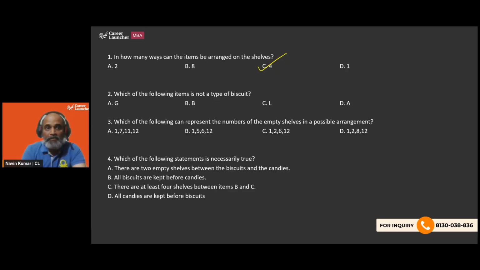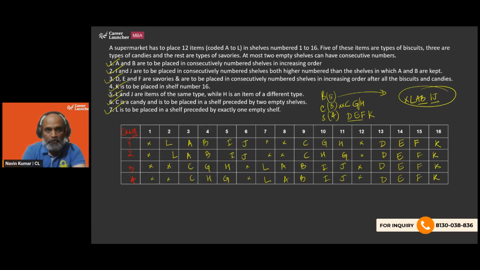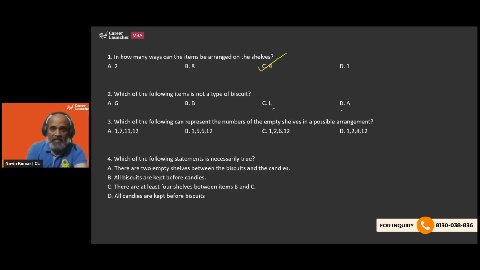Which of the following items is not a type of biscuit? So if you remember, the biscuit is LABIJ. L is there, A is there, B is there. So G is not a biscuit.